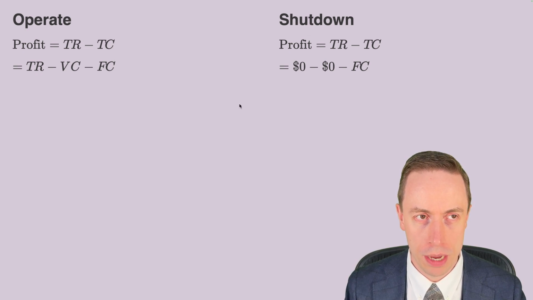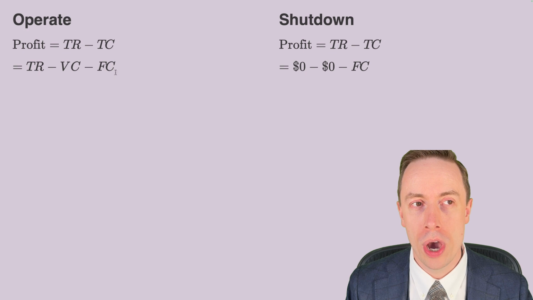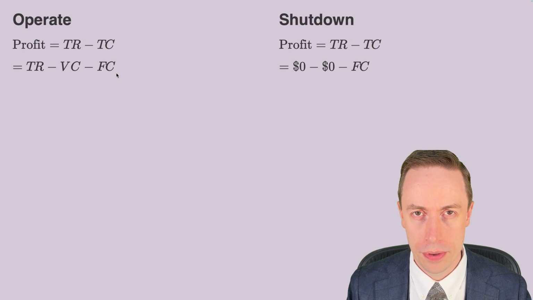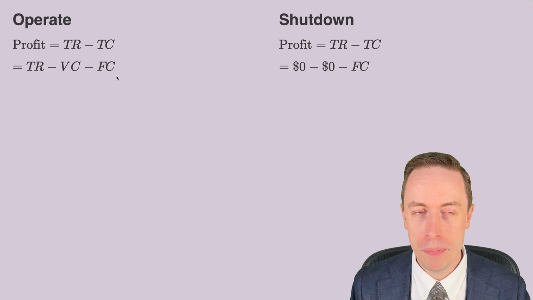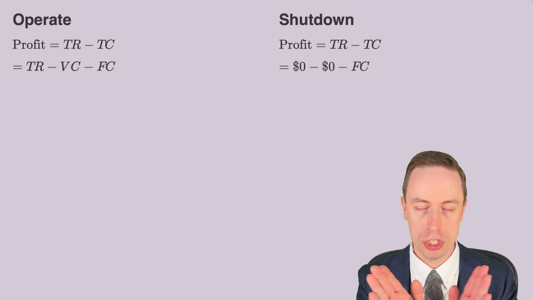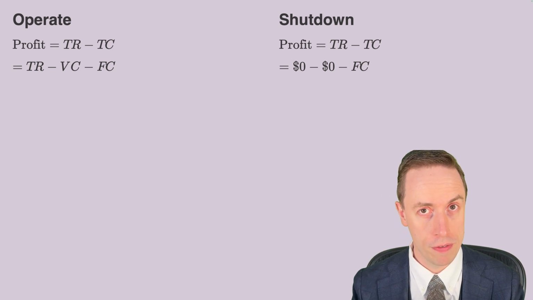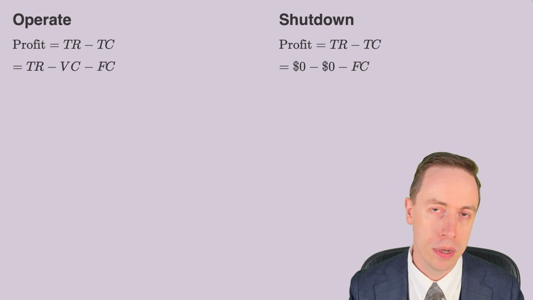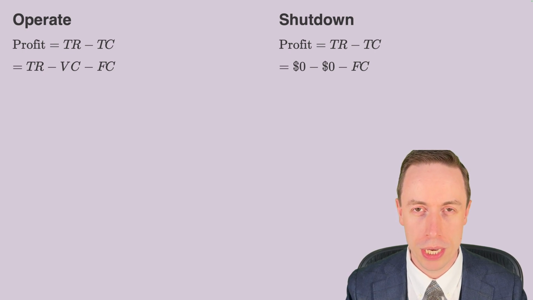So we want to compare that to what happens when we operate over here. When we operate, we are also losing our fixed cost. So here comes the key thought now. We are paying for fixed cost whether we're shut down or we're operating. That means the fixed costs are irrelevant for this decision. Anytime you have a cost that exists on both branches of a decision, that cost is not relevant for your decision because you have to pay it either way. We sometimes refer to that as a sunk cost in economics, a cost that cannot be recovered.